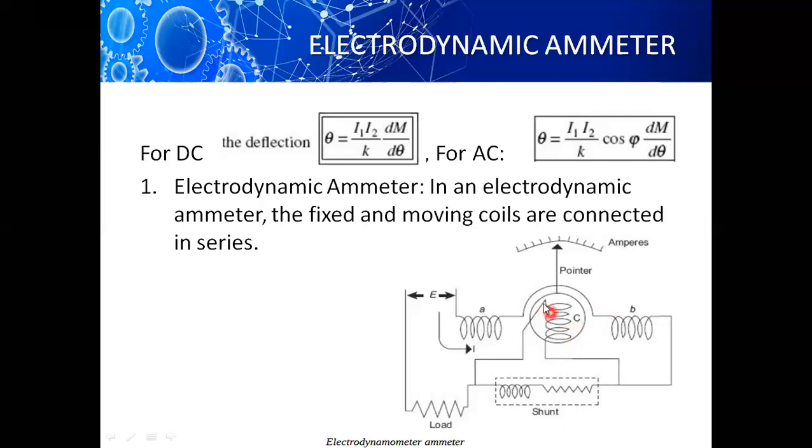So this is what we call the moving coil, and hence what we do is we connect a shunt here. This shunt will try to limit the current through the moving coil.